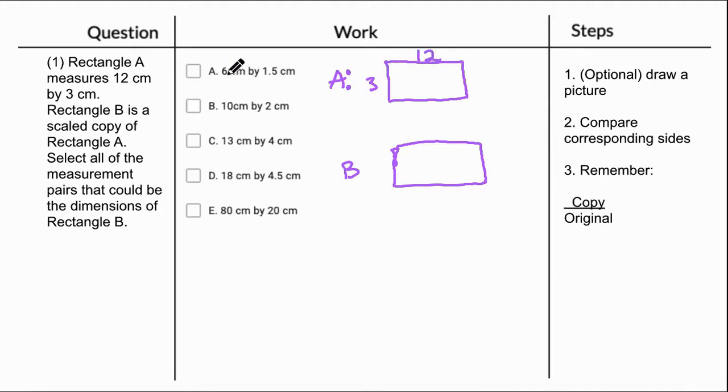So for this first one, as an example, the larger number here is 6. I'm going to put that over 12. The smaller number here is 1.5, which I'm going to put over 3. I'm going to do that for each of these down here.